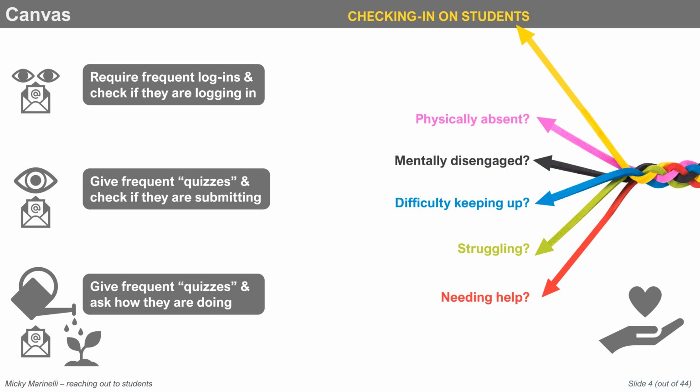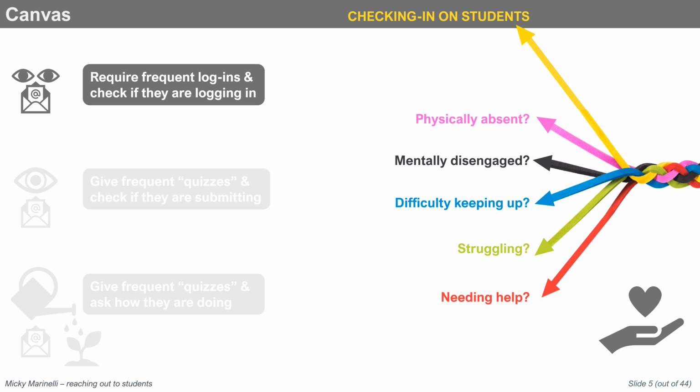I recommend using all of these approaches throughout your course consistently, and I'll take you step by step on what they're about and how to do them using Canvas. But if you're interested in one in particular, you can jump directly to that section. That's the slide number they occur on and the approximate time of the video, so you can move forward in the video to the section that interests you. So let's begin. The first one is to require frequent logins and to check if students are logging in.